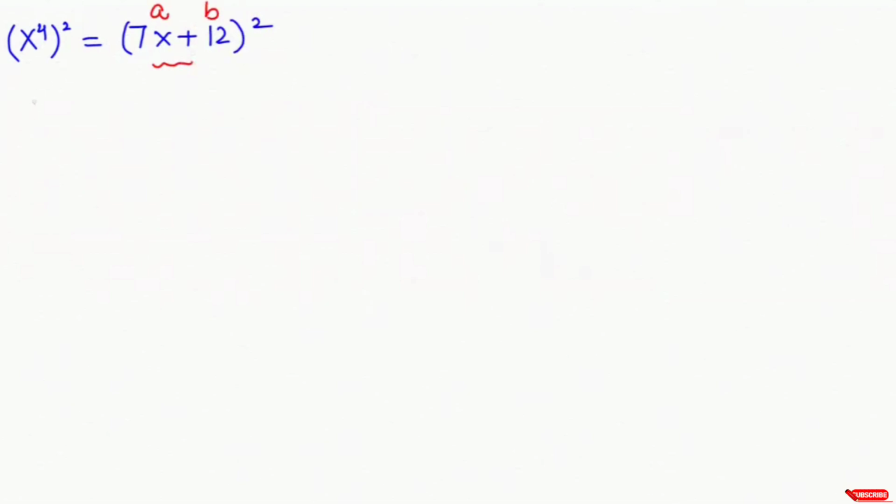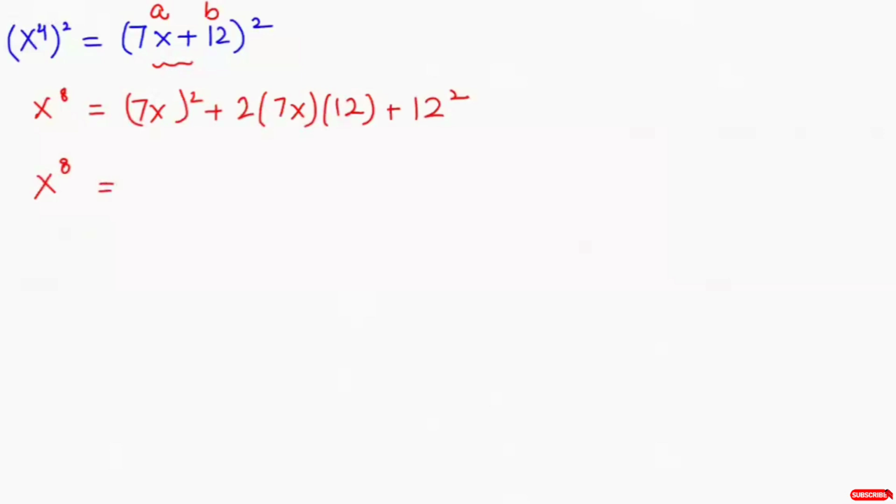So this equation turns to x to the power of 8 equals (7x) to the power of 2 plus 2 times 7x times 12 plus 12 to the power of 2. So this will be x to the power of 8 equals 7 to the power of 2, which is 49, x squared, plus 2 times 7 times 12, which gives us 168x, plus 12 to the power of 2, which is 144.